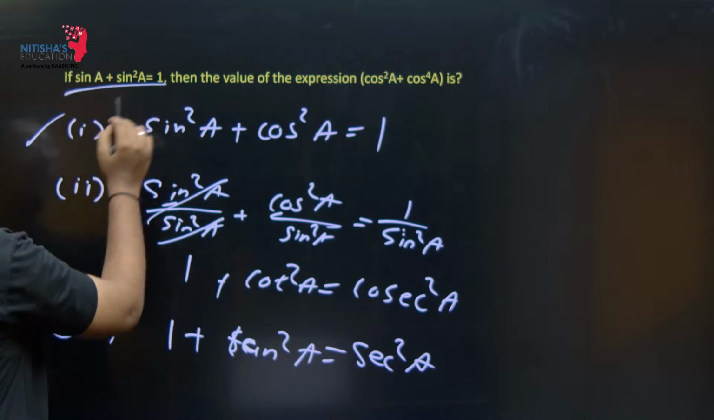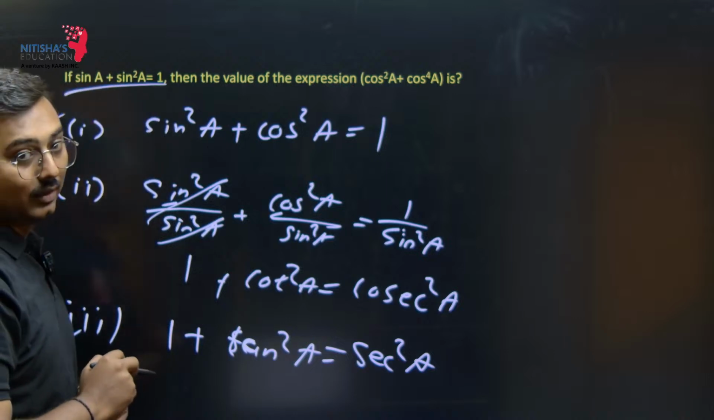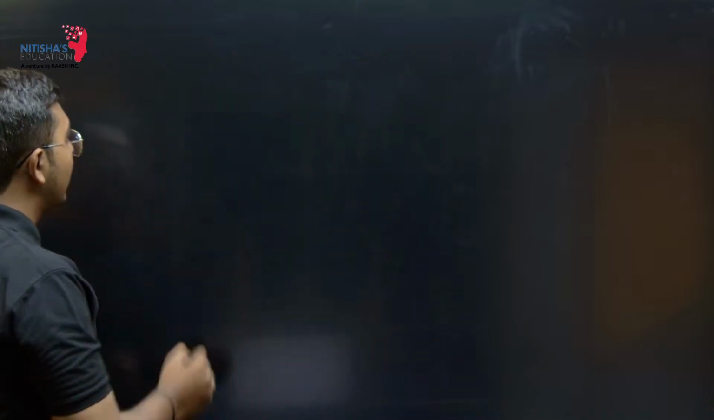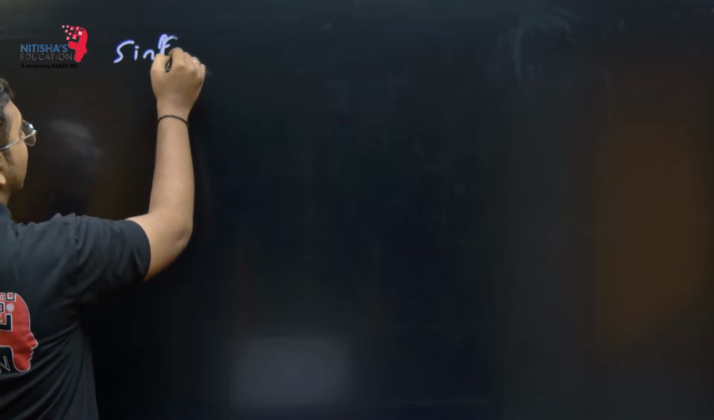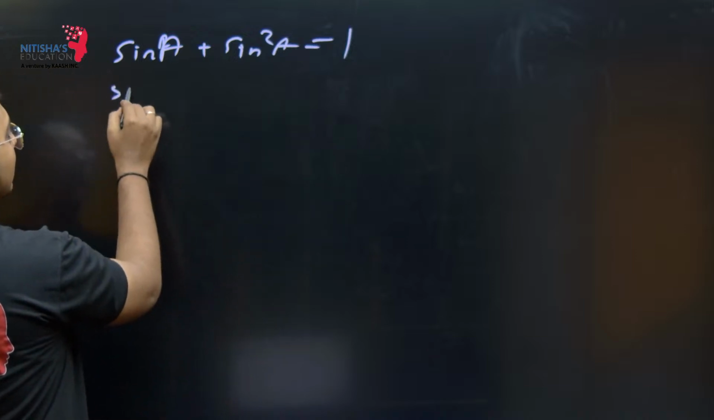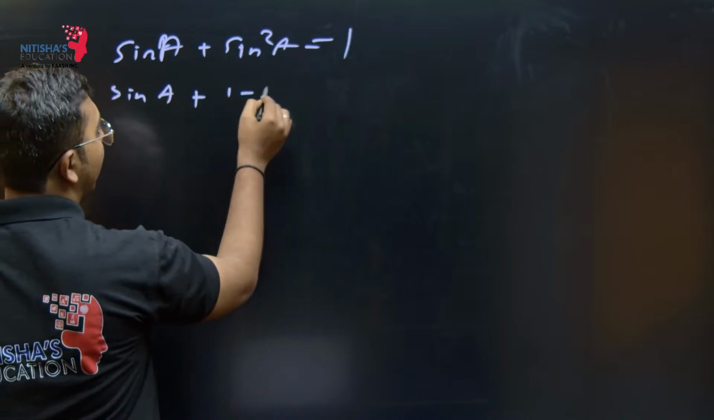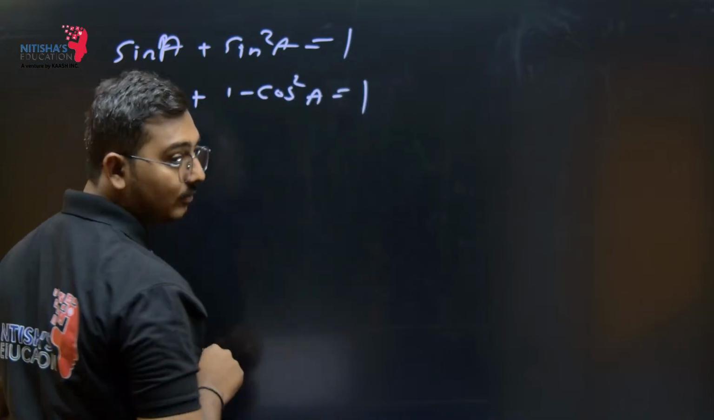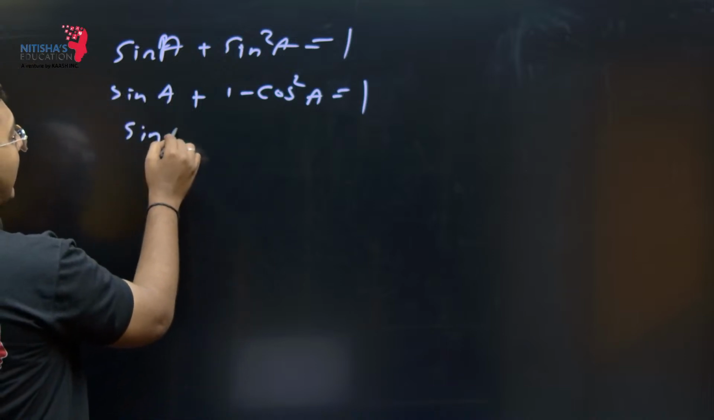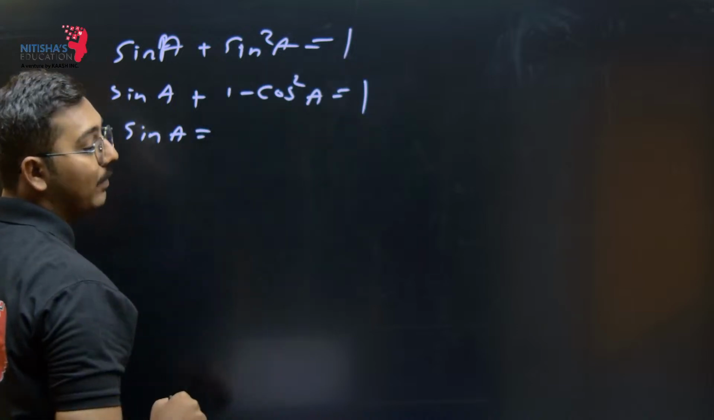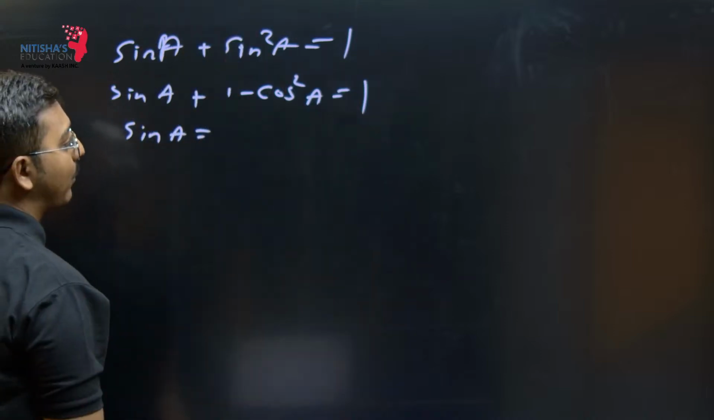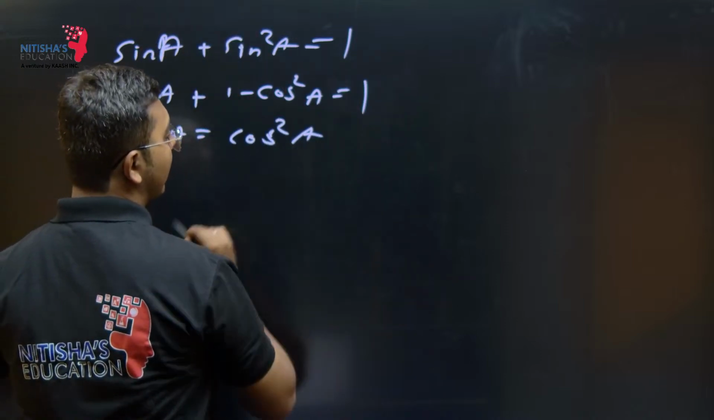Okay, so the first thing: sin A plus sin square A is equal to 1. With the help of this, you have to find cos square A plus cos raised to 4A. So write what is given to us, sin A plus sin square A is equal to 1. Now with the help of the relation, can I write sin square A as 1 minus cos square A? Yeah, with the help of the identity that we have learned. Now 1 minus 1 is 0, so minus cos square A going to the right-hand side provides us sin A is equal to cos square A.